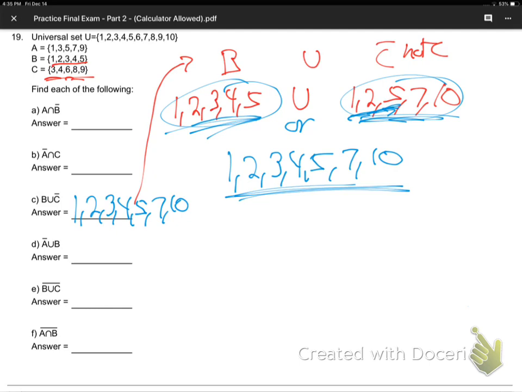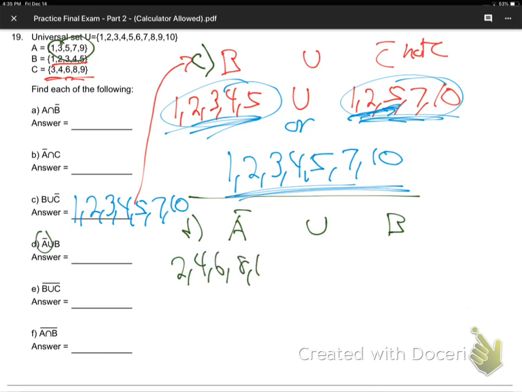Let's try D. Right down here. So that was part C. So part D now. A bar united with B. So A bar, what's not in A is the evens, 2, 4, 6, 8, 10.